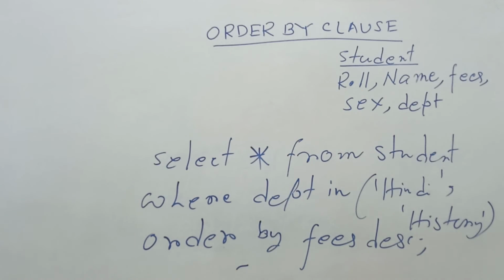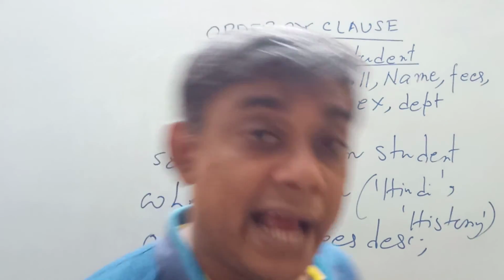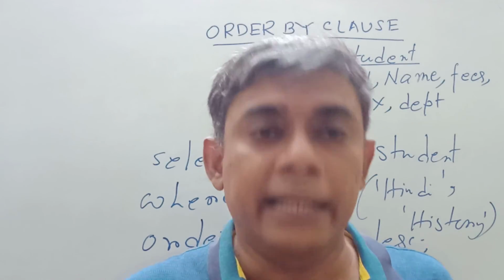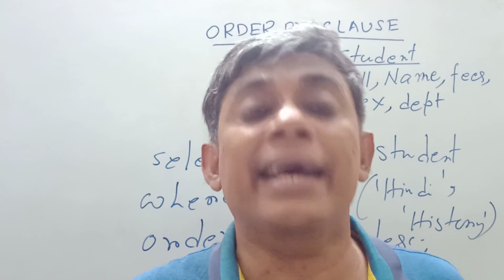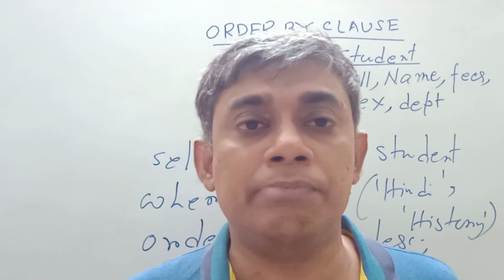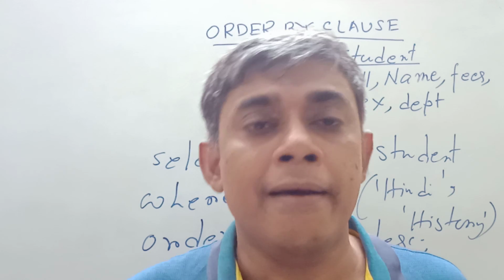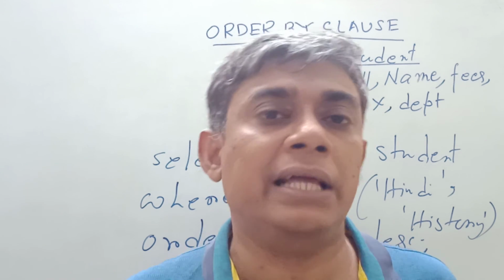So what is the answer? Select star from student where DPT in within bracket Hindi, comma history, order by fees, DESC. So what is order by? If you want to display the results of a query either in ascending or descending order, then we use order by. Order by should be the last statement of your SQL. Before order by, you cannot use where clause. Before any condition, we use where. But before order by, we are unable to use where. Order by should be the last statement.